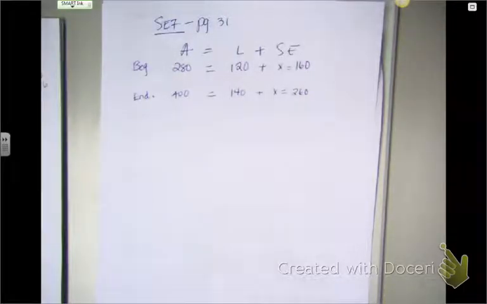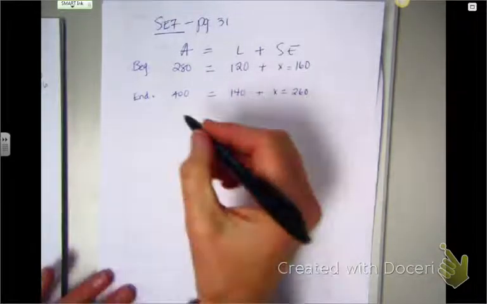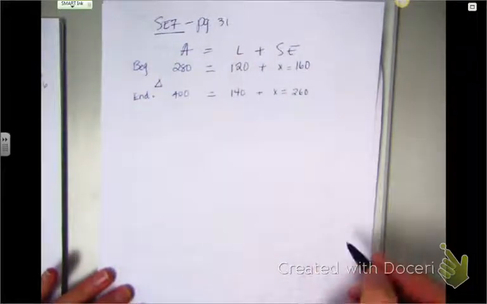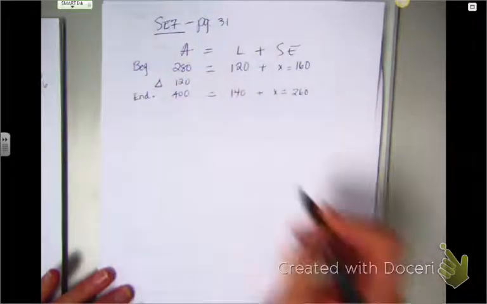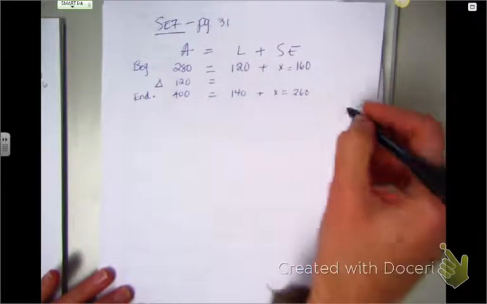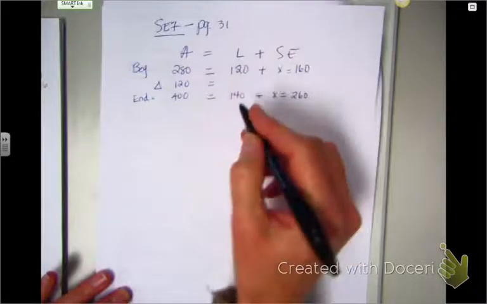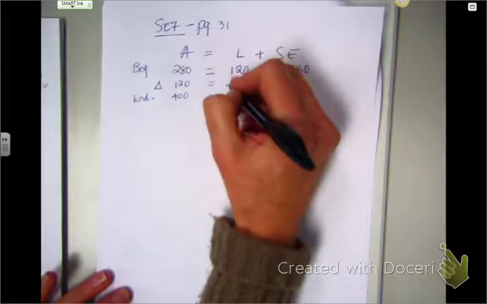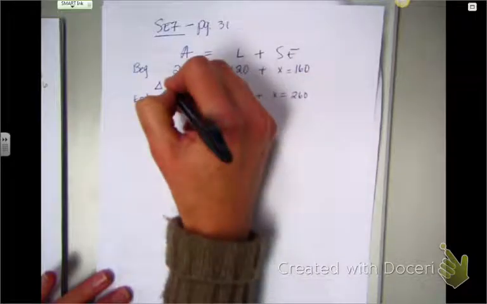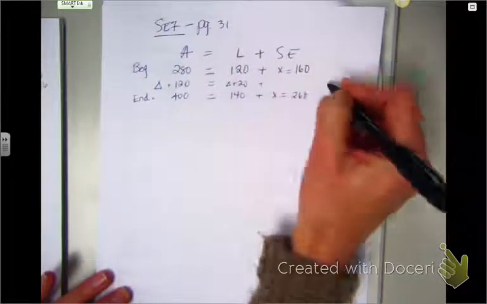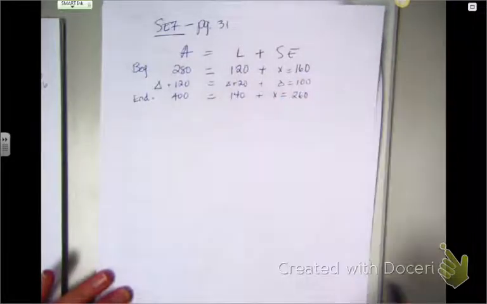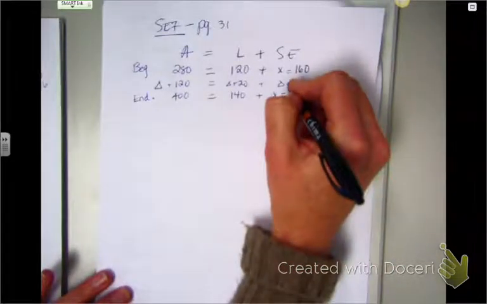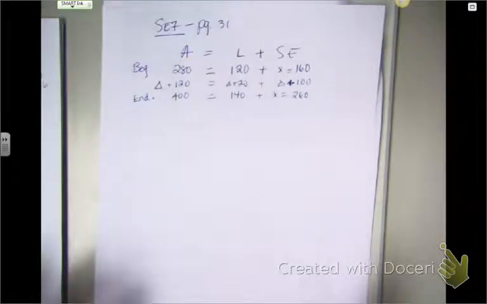It's 260. Okay. Now, in algebra, if one side of the accounting equation changed by a certain amount, the other side has to change by the same amount, right? So how much did this side change by? It changed by 120. So therefore, this side has to total up and change by 120 as well. How much did this change by? 20. And how much did this change by? Plus 100. Okay? All that has to be true. So let's see what happens from there.